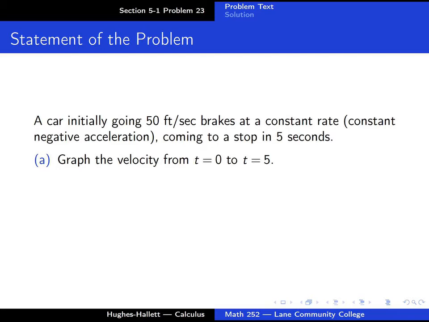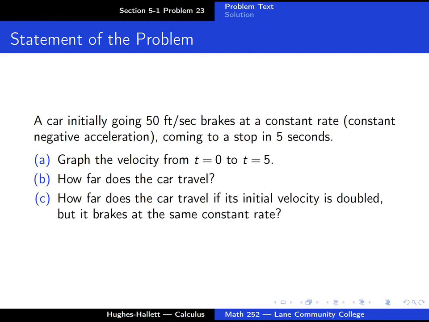We're supposed to graph the velocity function from t equals 0 to t equals 5, so for the first 5 seconds. We're supposed to figure out how far the car travels, and then we're supposed to find out how far the car travels if we double the initial velocity, but the braking rate is still the same constant rate.